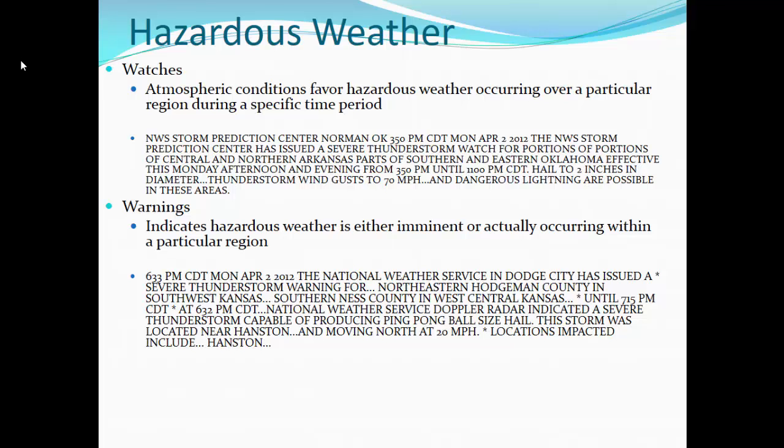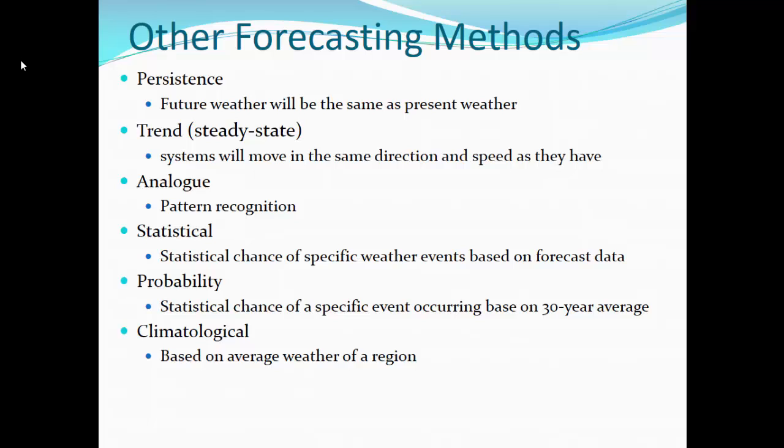Now, hurricane warnings can go out 24 hours, so they sort of cross that nowcast into short term. But essentially, your watches are going to be a little bit longer range, indicating that atmospheric conditions are favorable for hazardous weather, and your warnings are going to be shorter range, indicating that hazardous weather is imminent or actually happening. Other types of forecasting methods are available, and many of these don't necessarily need powerful computers.